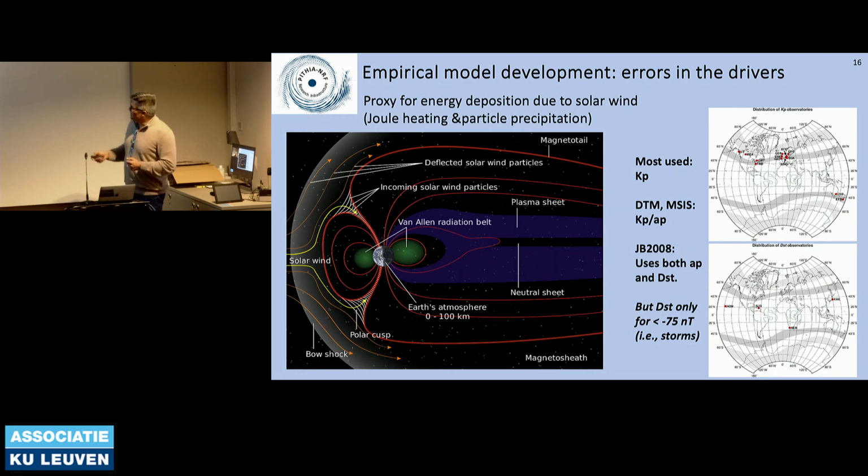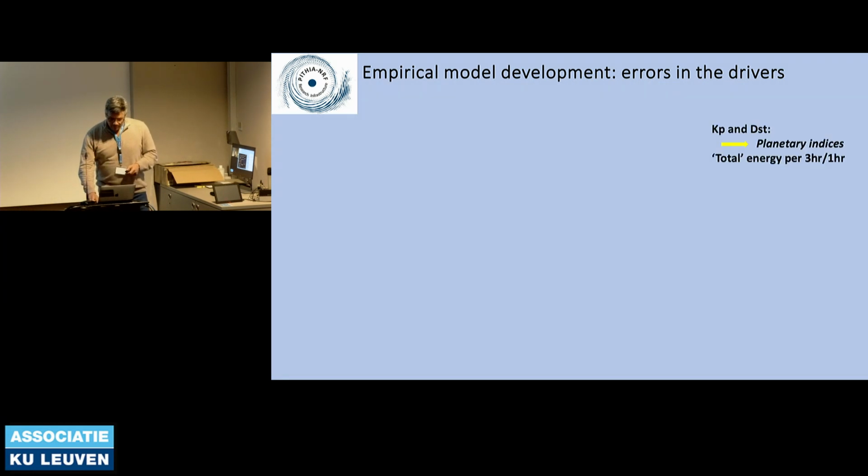And then you have DST. So the KP is most used, again, because it is easy to use, it is very robust, it is operationally always available because there is a large number of stations. So like I said, it's a planetary index. Each of these numbers gives you the total input over 3 hours over the planet.